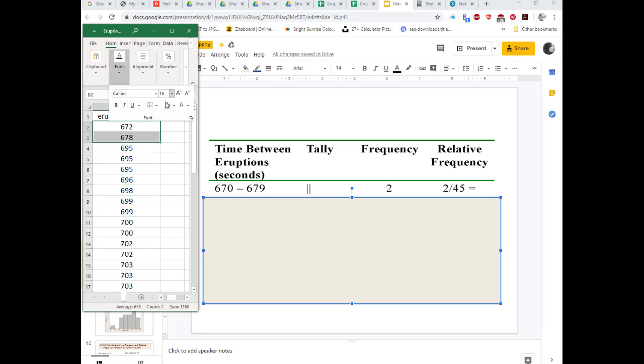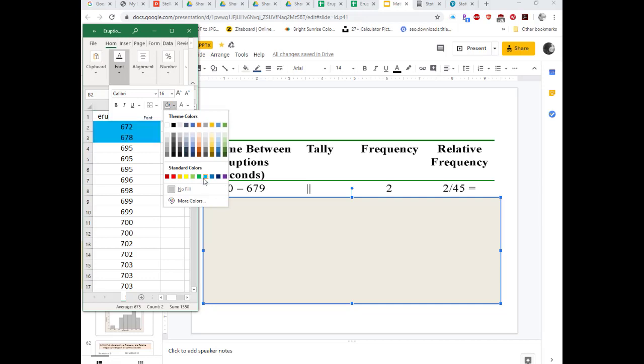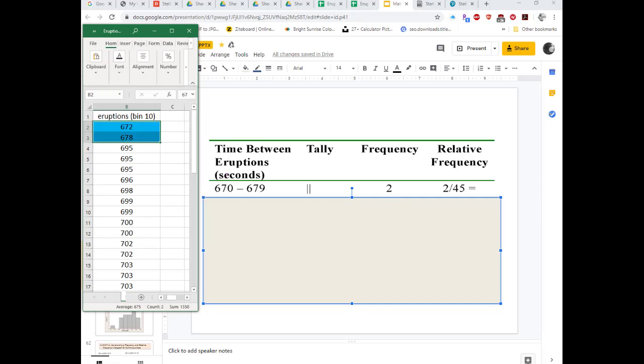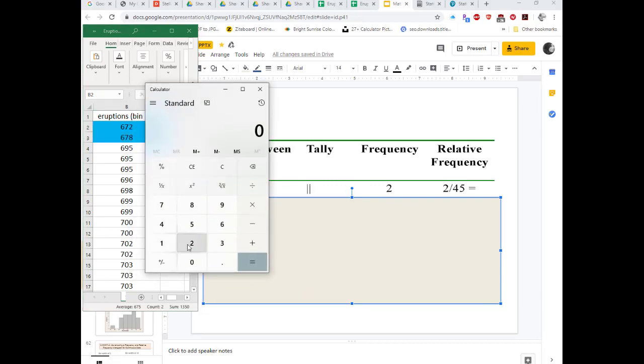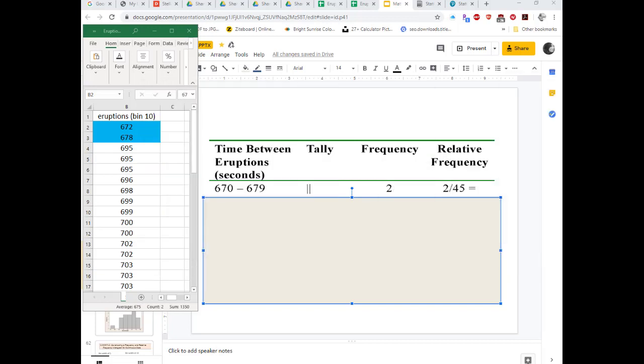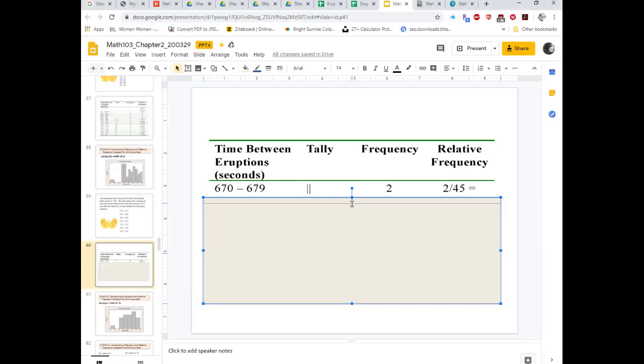And I can't remember what colors I made the other ones in. I really can't. So pardon me if they don't match exactly, but we'll just do this color. So we've got 2. If I bring over my calculator, I've got 2 divided by 45 because there's still 45 values. We have the exact same numbers as we did before, and our relative frequency is 0.44444. Okay, and if I drag this down just a little bit more, you'll see it.